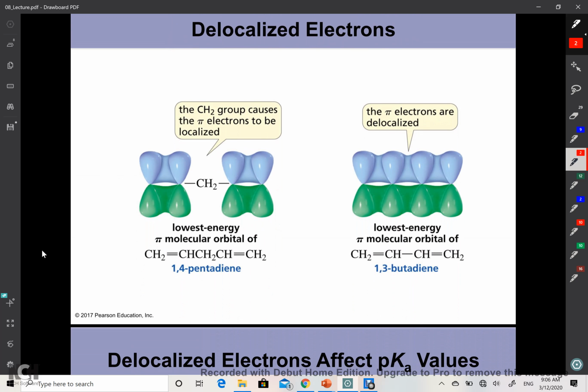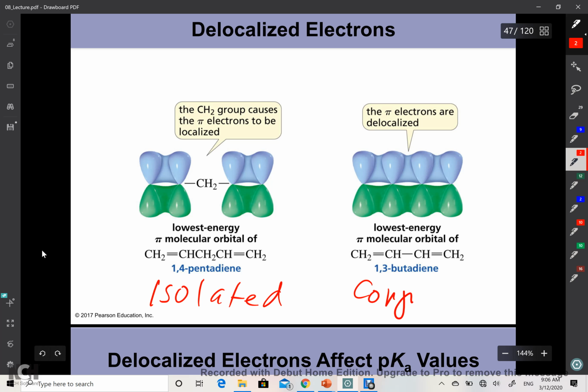So this will be the molecular orbital diagram of an isolated system. That's how the molecular orbital for an isolated system will be. And this is how the molecular orbital for a conjugated system will be. You notice that for an isolated system, you have an sp3 carbon that is separating those orbitals. Remember, that's why we talked about isolated system. At least one sp3 carbon that separates the double bonds makes it an isolated system. And this will be the molecular orbital of a conjugated system.